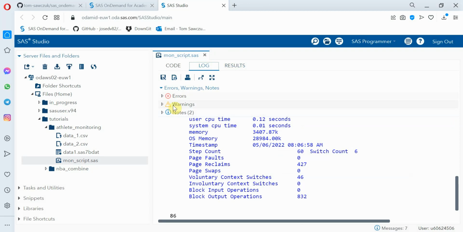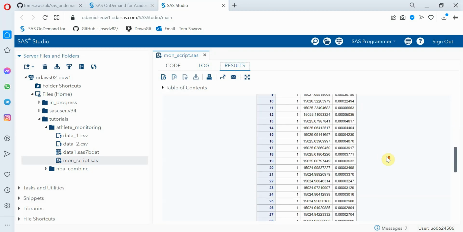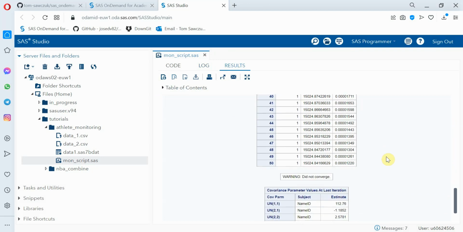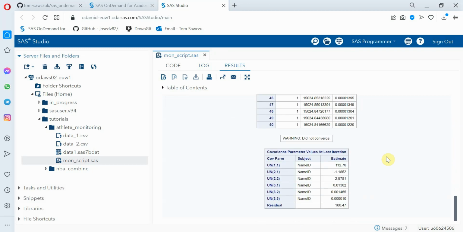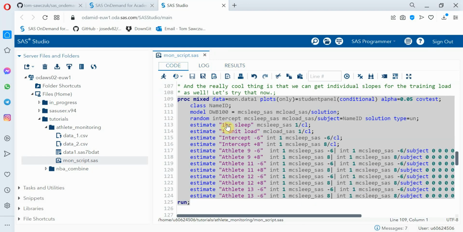Check the log. No errors, no warnings. However, the model has not converged. And the model has not converged because of the difference in units that we're using. A 1 hour difference in sleep is much more important than a 1 unit difference in load, so we end up in a situation where the sleep overpowers the load and the model can't accurately generate estimates for both variables, particularly when we're looking at the covariance between them.